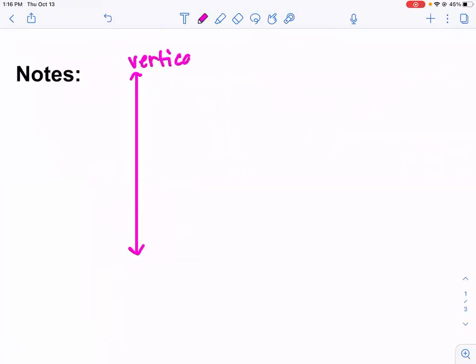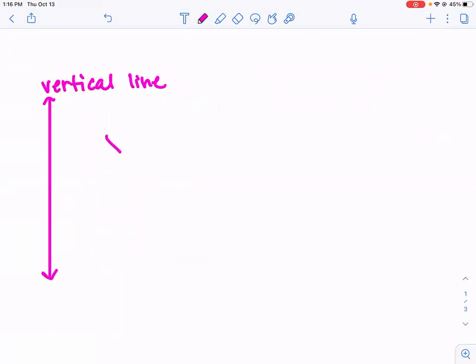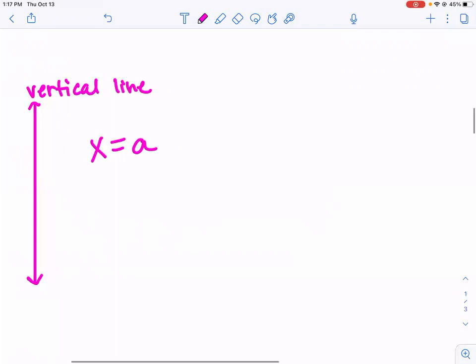It would not be a function. And when that happens, we would have x equals some number, like x equals 3, or x equals 4, or x equals 72. It would not be a function, but we can graph a vertical line. We could also graph a horizontal line.